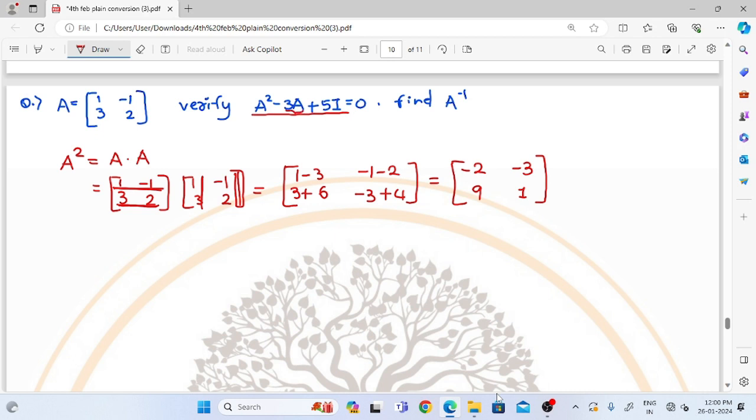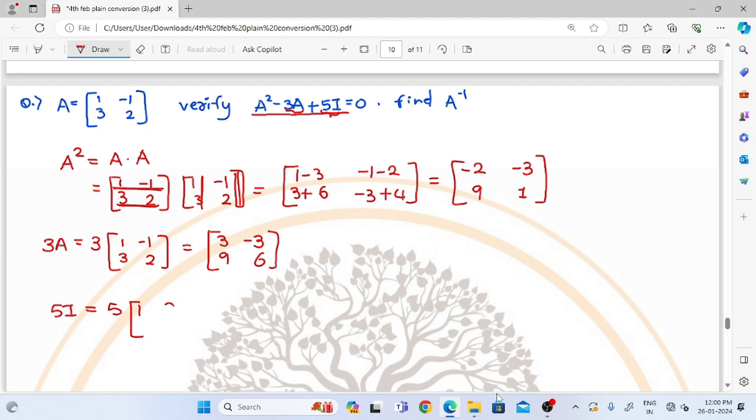Now we need 3A. Let's take only 3A, not minus 3A. So 3 multiplied by A. A is given as [1, -1; 3, 2]. So just multiply 3 inside. 1 into 3 is 3, 1 into minus 3... minus 1 into 3 is minus 3, 3 into 3 is 9, 3 into 2 is 6. So this is the value of 3A. Then the third term is 5 into I. I means the identity matrix of order 2 by 2, since A is 2 by 2. That is [1, 0; 0, 1]. If we multiply 5 inside, we get [5, 0; 0, 5].